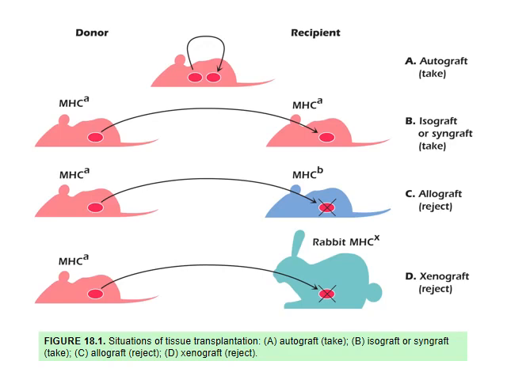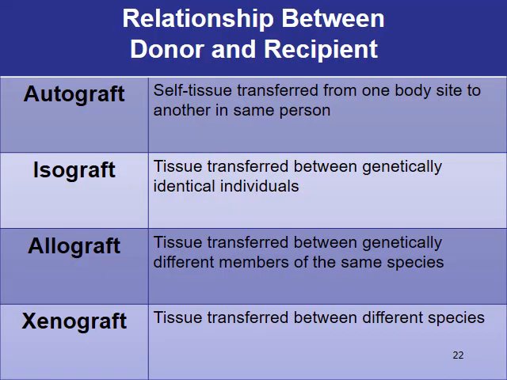Now, if you want to go across species, like you want to give from mice to rabbit, of course, it's called xenograft. It will be rejected. These are the terms you can try to remember: autograft, isograft, allograft, and xenograft. That's what we previously mentioned. Now, the next question is why and how the graft gets rejected.